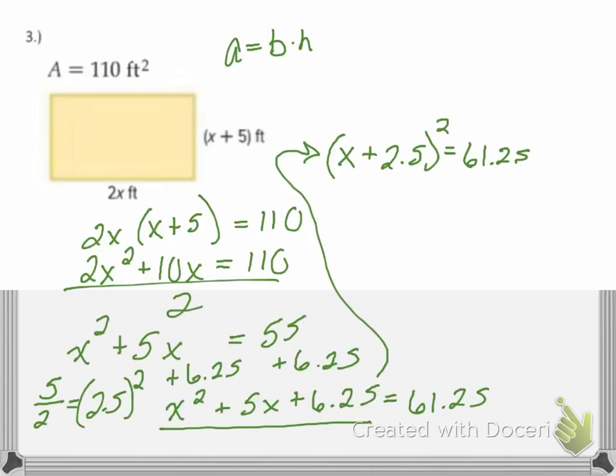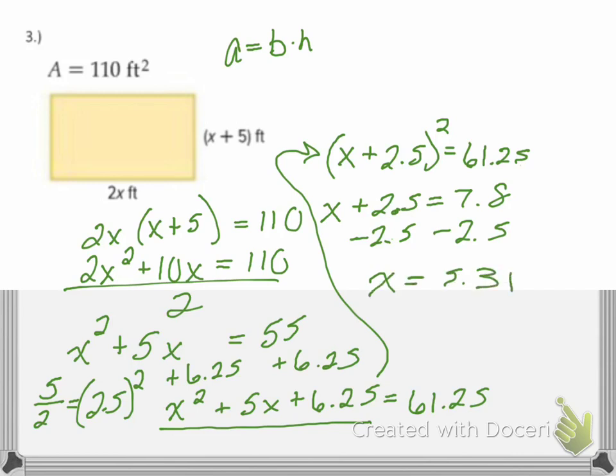All right, so now I'll go ahead and square root both sides, and that gives me x plus 2.5. Again, we can go ahead and find the decimal value. So the square root of 61.25 is approximately 7.8. And then we'll subtract 2.5 from both sides. And we get x is equal to approximately 5.3. And that's 5.3 feet.